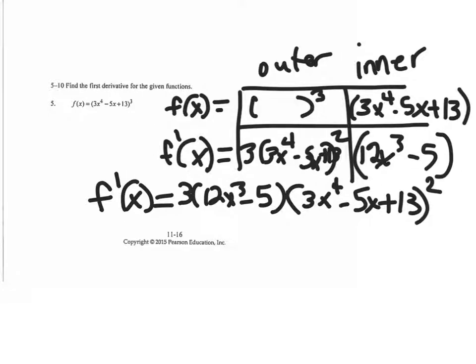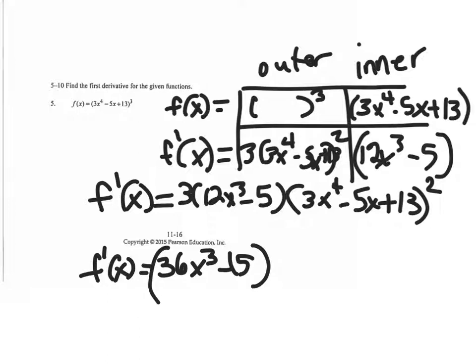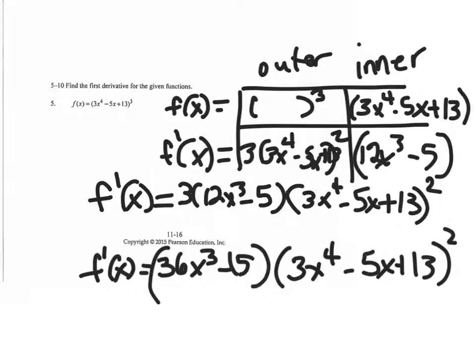But it's also possible to write this derivative as 36x cubed minus 15. Now, that needs to be in a parentheses, okay? I distributed through that parentheses, but both of those terms would have to be multiplied by 3x to the 4th minus 5x plus 13 in parentheses squared, okay? And entering those in either of those two ways should be fine in my math lab. It's certainly going to be fine for me if you write it either of those two ways when we take the test. So far, are we okay?